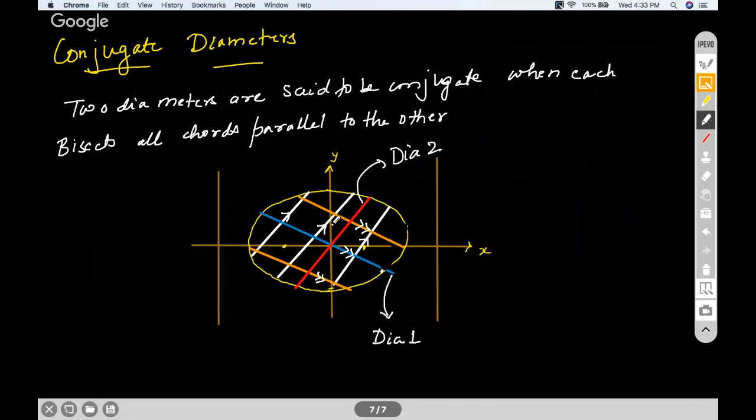Now please do not take this angle to be 90 degrees. This angle is not 90 degrees. I am writing it specifically over here. By the way, this will become 90 degrees had this ellipse been a circle. So let us take some properties with respect to the conjugate diameters.